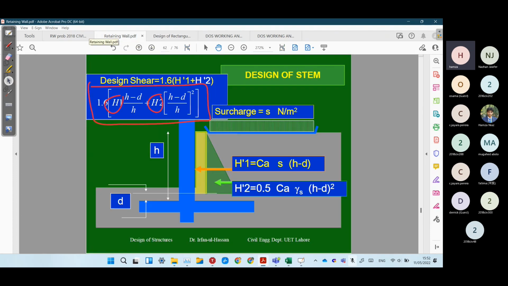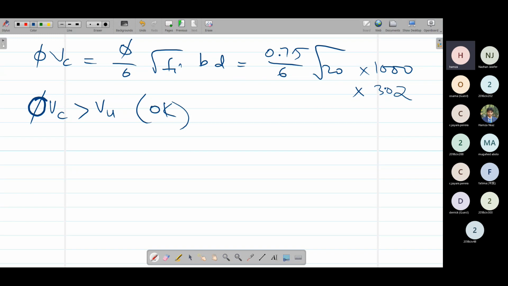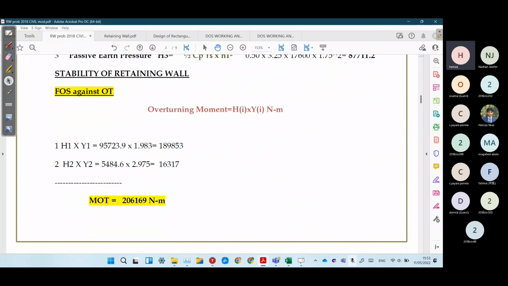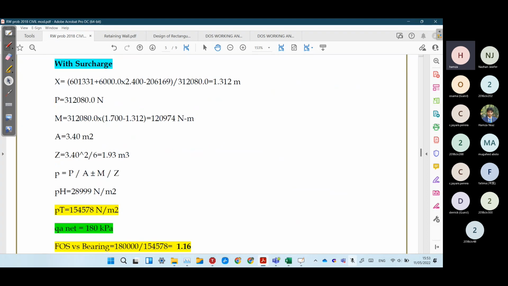If our phi Vc is greater than Vu, that is okay. Otherwise, we have to revise the dimensions of the retaining wall stem. Usually the shear capacity is very much higher than the applied shear. Only at the base, due to punching, it would be critical. Otherwise, shear is always or mostly satisfied.